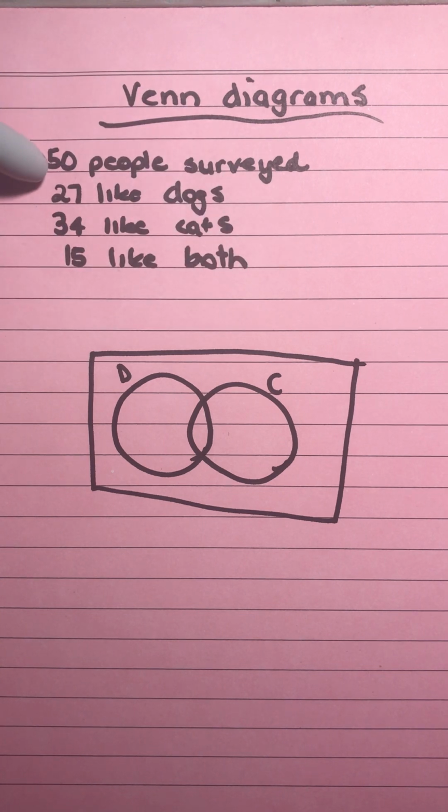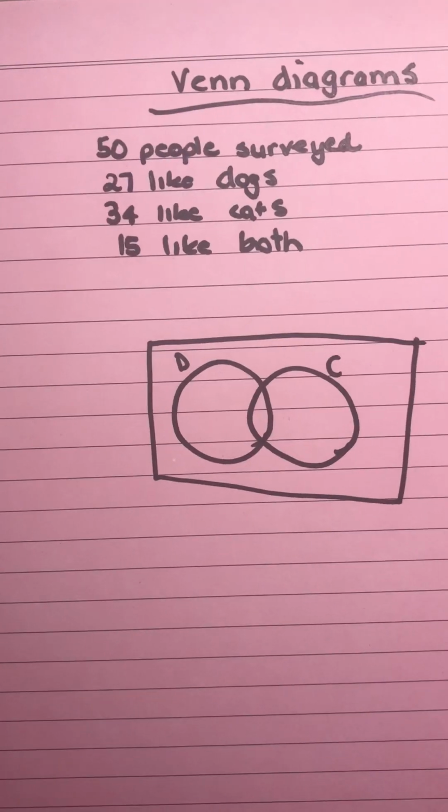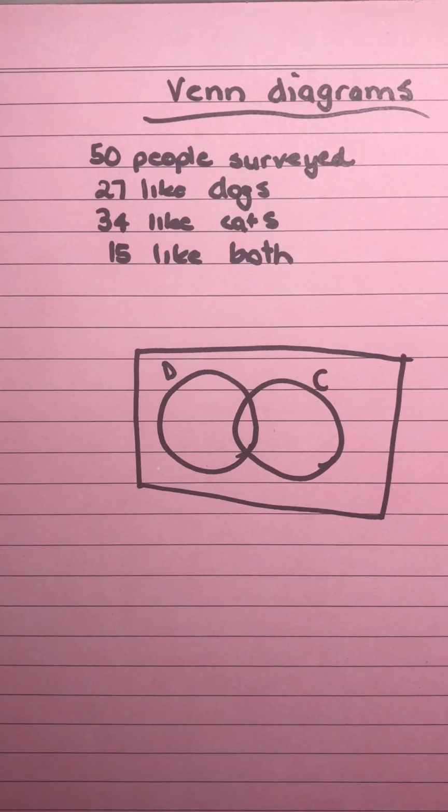In this case we're told 50 people were surveyed, 27 like dogs, 34 like cats, and 15 like both. Right off the bat, the first question I often get asked is, how could that work? Because those numbers don't add to 50. And that is totally okay, because we're not looking at adding them up.